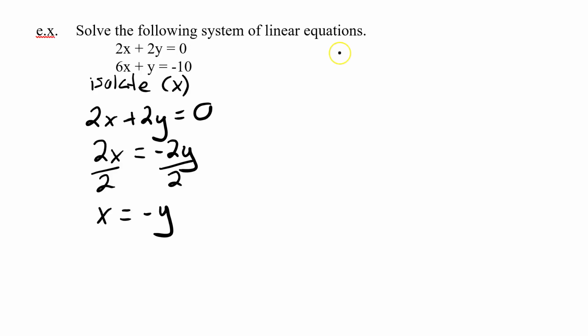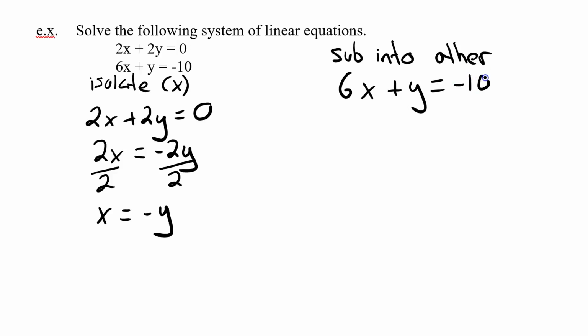Next thing I do is substitute into the other equation. My other equation was 6x plus y equals negative 10. I know that my x is equal to negative y, so I'm going to change all my x's in this equation to negative y's. This becomes 6, and this is multiplication, so it's 6 times negative y, plus y, equals negative 10.